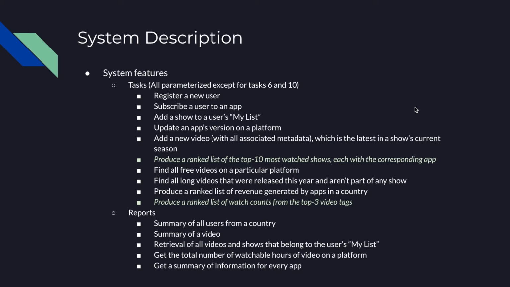We can also retrieve all videos that belong to a user's My List. We can get the total number of watchable hours from a video on a platform broken down into free content and subscriber-only content. And finally, we can get a summary of information for every app, including the number of shows that are available on that app, the number of videos available on that app, the total number of content available on that app, the number of subscribers on the app, how many platforms the app is available on, and more. So these are all the features of our system.